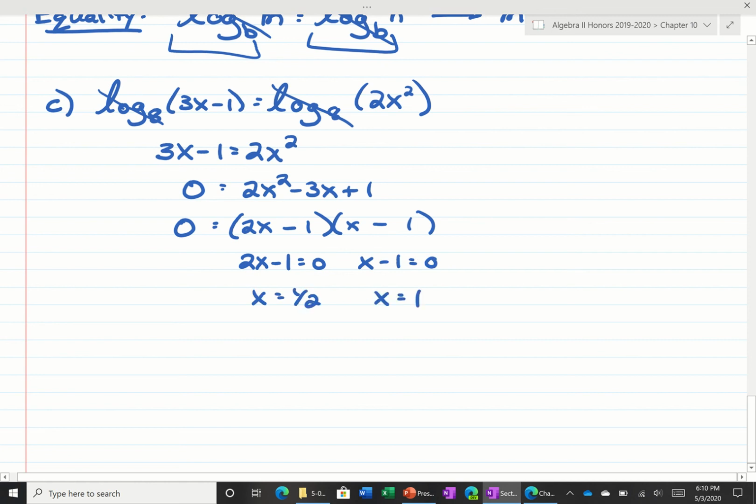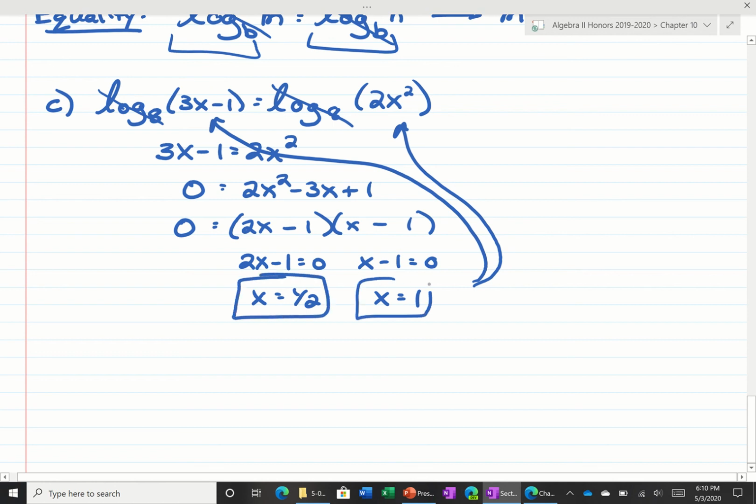Now you just want to double check, because remember what we said, the arguments can't be negative, right? So if we were to plug in 1, we'd get 3 minus 1, so that would work in this one, and 1 would also work here. If we were to plug in 1/2, 3 times 1/2 is 1.5, so this would work, and this would work. So you just want to double check your answers for these. Both of these would be acceptable answers.